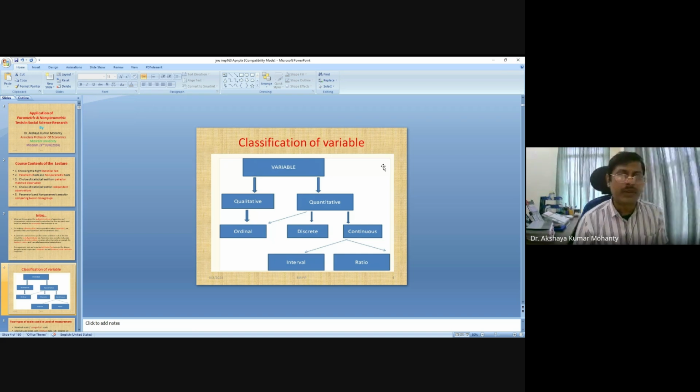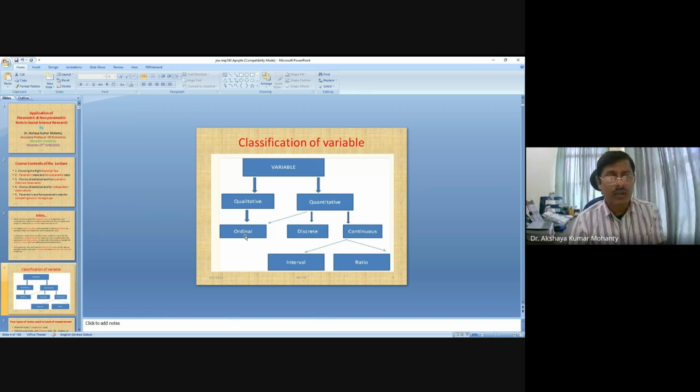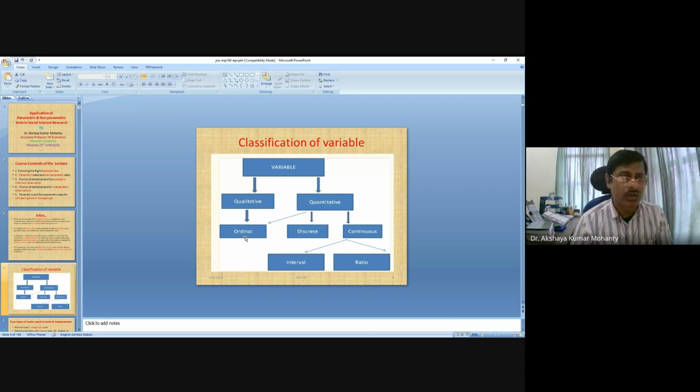One is the qualitative variable and the second one is the quantitative variable. The qualitative variable is usually termed in the ordinal way. That means it is ranked. That means you can say who is higher and who is lower than others. So these are the ranks, or you can say there is no such number. So that is the ordinal approach we are using in the qualitative variable.